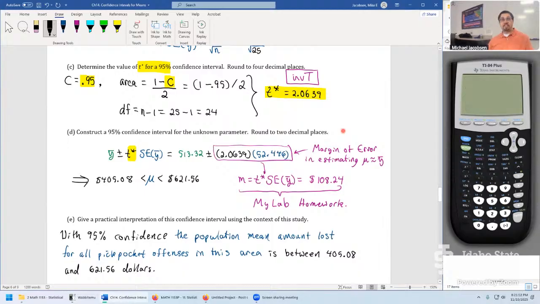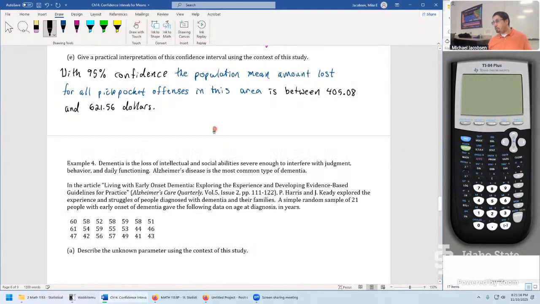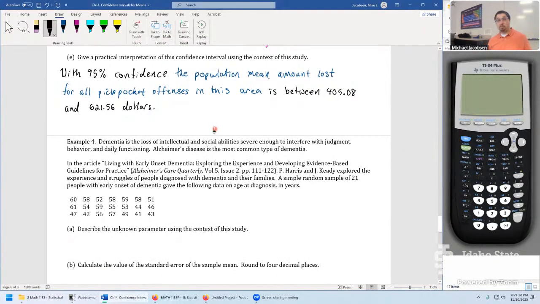Okay, so here's the new one for the day. These are data that we looked at before. It's kind of scary data in a way. It's about the early onset of dementia. This is from Alzheimer's Care Quarterly, so very, very serious data.